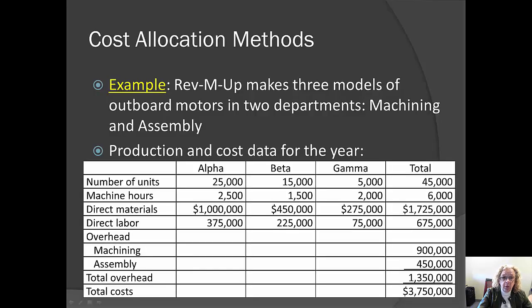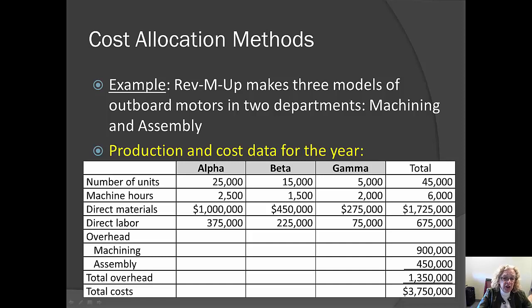Let's say we have a firm. Rev 'em Up makes outboard motors in two departments, a machining department and an assembly department. And the firm has collected a bunch of data for the year for its three products, alpha, beta, and gamma.